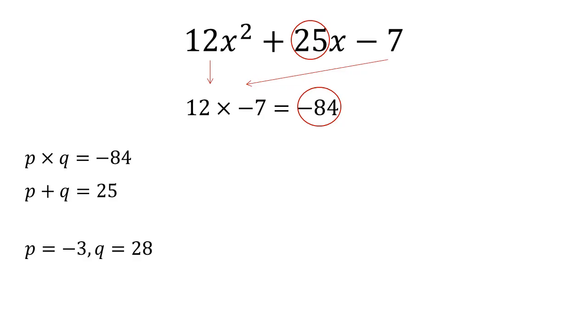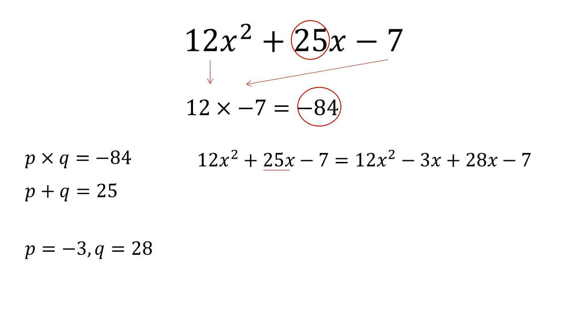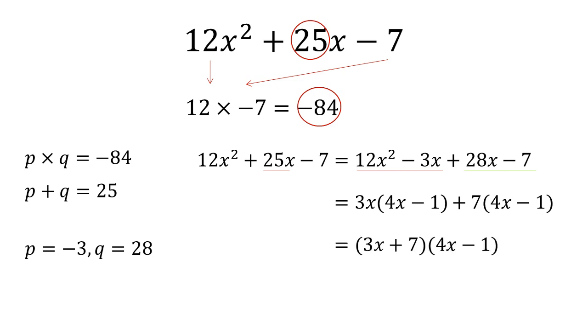And just as before, we're going to split our 25 into those two things. So 12x squared plus 25x minus 7 becomes 12x squared minus 3x plus 28x minus 7. And again, it doesn't matter which way round we put the negative 3 and the 28, as long as we're splitting that 25 up. So factorising 12x squared minus 3x, we can take 3x out, which gives us a bracket of 4x minus 1. And then 28x minus 7, they are both multiples of 7. So let's bring that out. So we've got 7 lots of 4x minus 1. Again, we've got the same brackets, so we can factorise again to make 3x plus 7 times 4x minus 1.